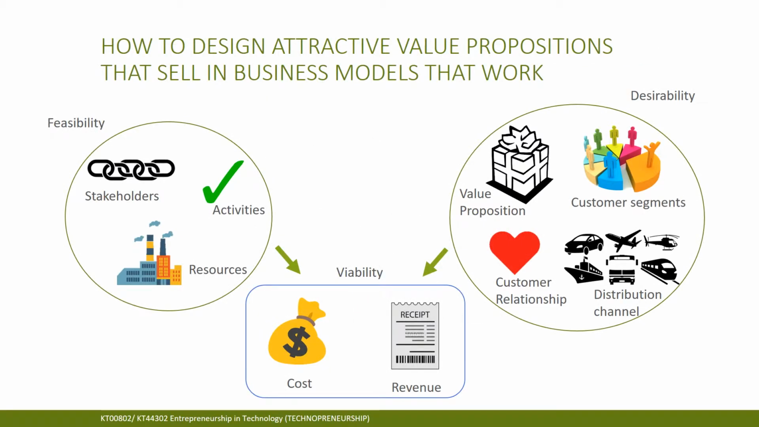We can use 3 lenses of innovation to design attractive value propositions that sell and business models that work. We call them lenses, because they're a way of examining one aspect of your business. They are desirability, feasibility, and viability. Desirability is explored through customer segments, customer relationships, channels, and value proposition. Desirability is about understanding your customer: what motivates them, how they engage with you, and what makes or breaks a purchase decision. We need to be desirable to our customer, or else we'll have no sales.